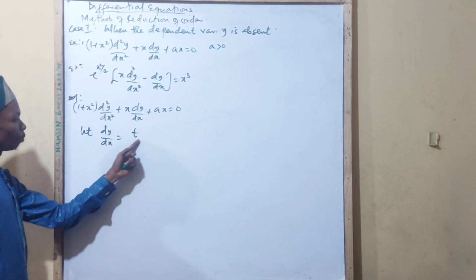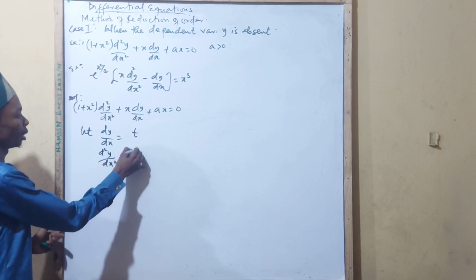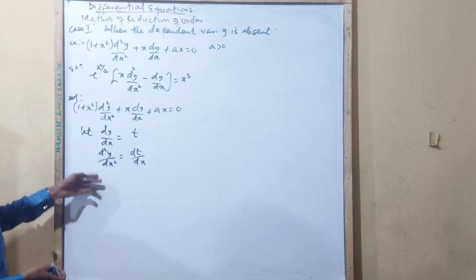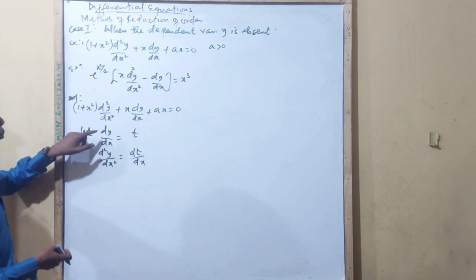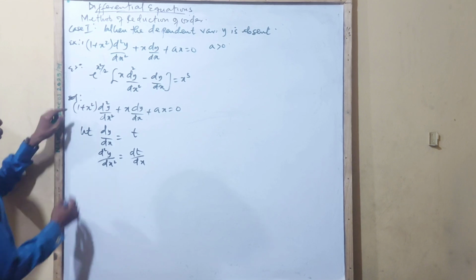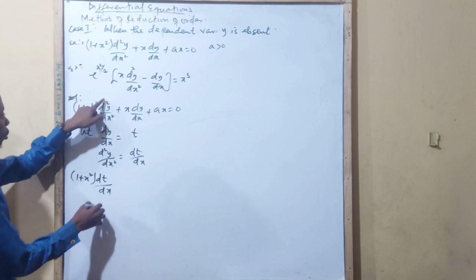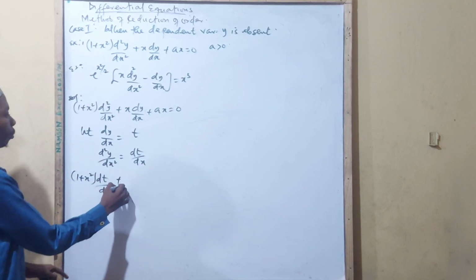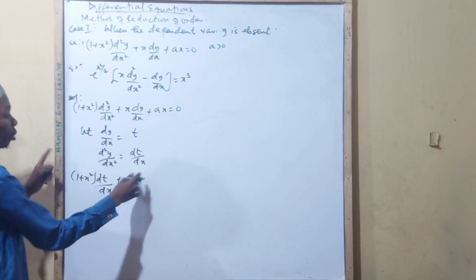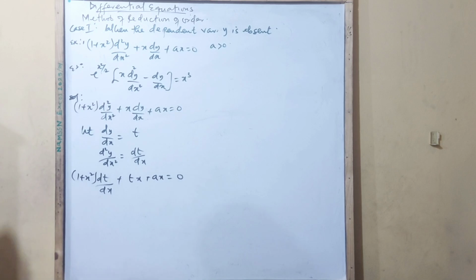If I take the derivative of both sides, that means d squared y/dx squared will be dt/dx, right? If I differentiate this, I'll have dt/dx. So just substitute for these 2 into this differential equation. If I substitute for dy/dx and d squared y/dx squared, what I'm going to have is (1 plus x squared) dt/dx, because d squared y/dx squared is now dt/dx, plus x times t, since dy/dx is t, so tx or xt, then plus ax equals 0.